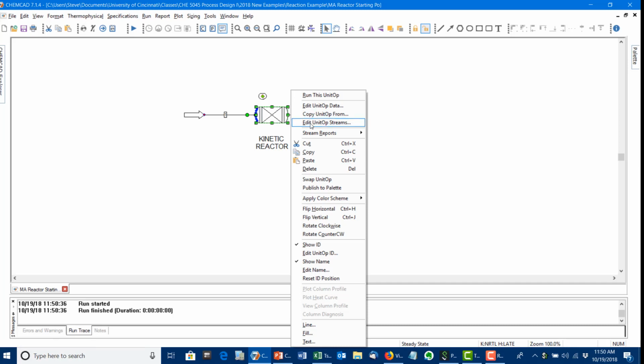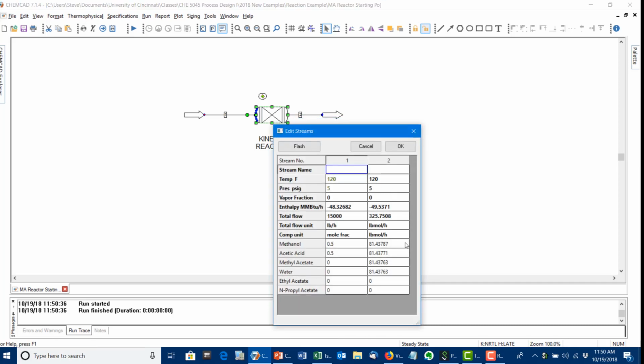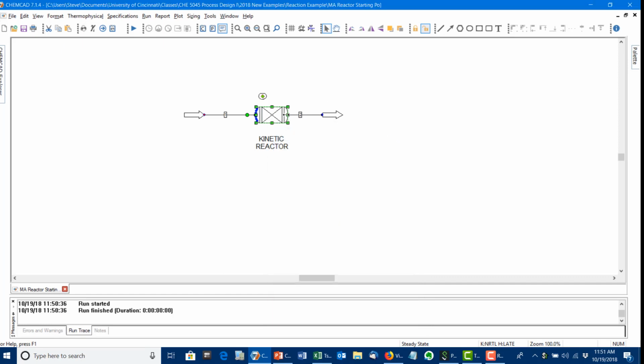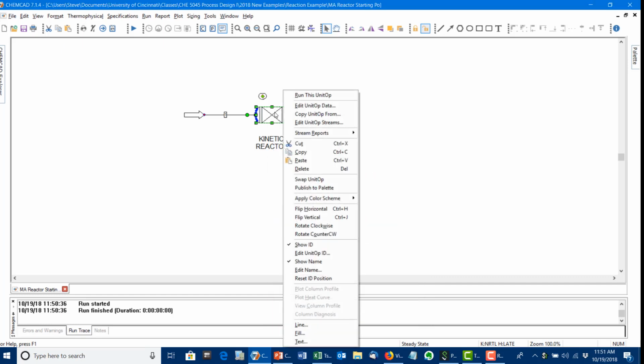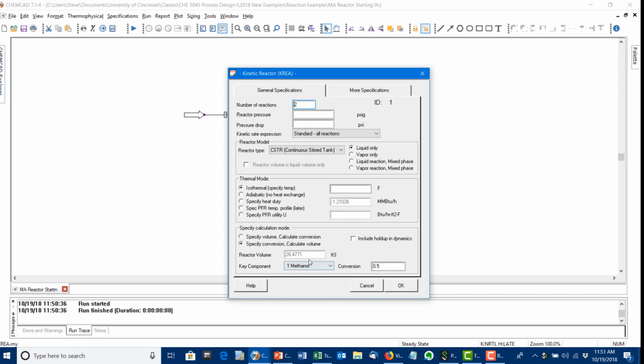It runs without incident. Let's look at our streams in and out. And you can see that I've got, let's put this into a mole fraction basis, so it matches up. And you can see, again, my mole fractions for the reactants are half what I expected them to be. That's exactly the conversion basis. I've sized this kinetic reactor based on the CSTR model. You can see that was specified here. And the reactor volume now is 28.5 cubic feet. That's actually the volume of catalyst we need to make this happen.